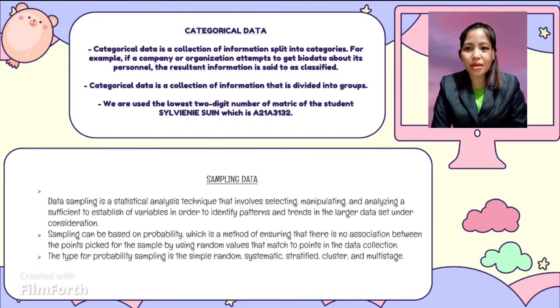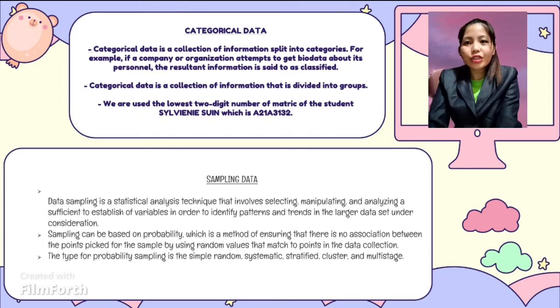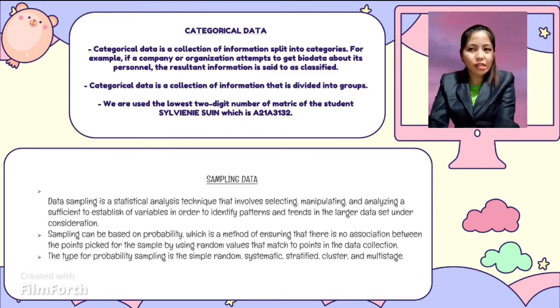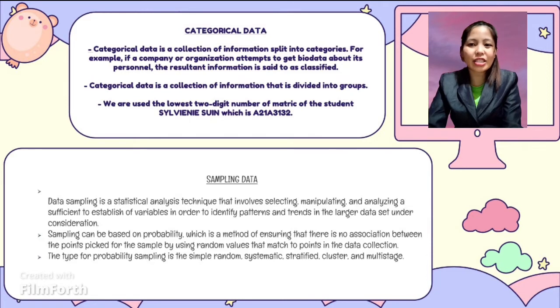Sampling may be especially beneficial with datasets that are too vast to fully evaluate, such as in big data analytic applications or servers. Choosing and analyzing a representative sample is more efficient and cost-effective than surveying the complete dataset or population. Sampling can be based on probability, which is a method of ensuring that there is no association between the points picked for the sample by using random values that match points in the data collection.